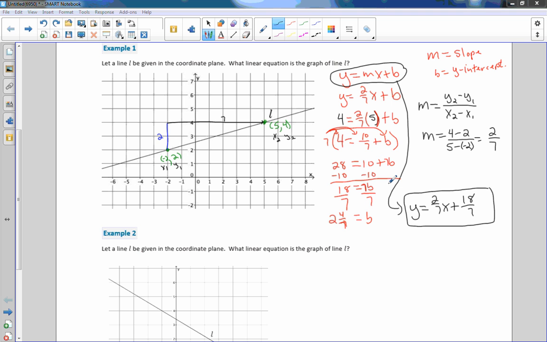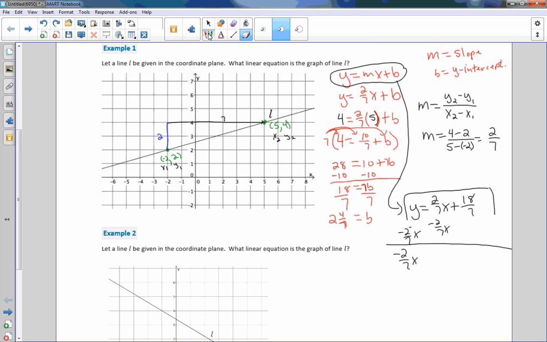Now let me take this one step further and put that in standard form. So let me just erase the bottom of this box here, and I'm going to continue. And let's get this in standard form. In other words, I have to move this 2x over to the other side like we did in previous lesson by subtracting 2 sevenths x from both sides. Okay, so if I subtract 2 sevenths x from nothing, I get negative 2 over 7x, or plus y, I mean, 2 over 7 x plus y equals 18 over 7.